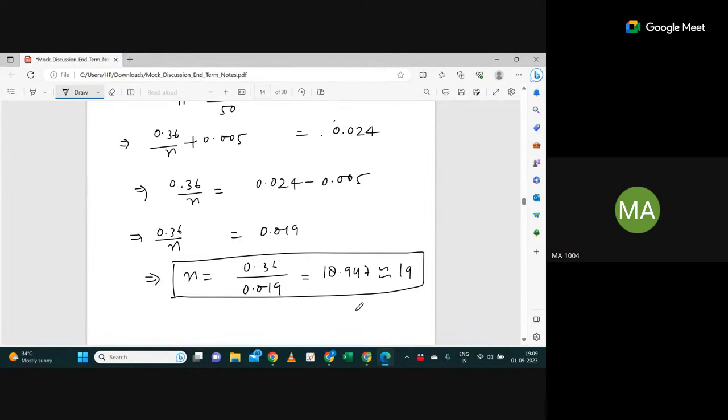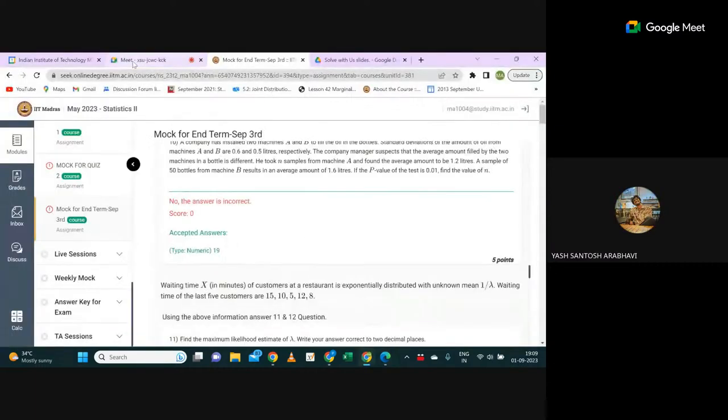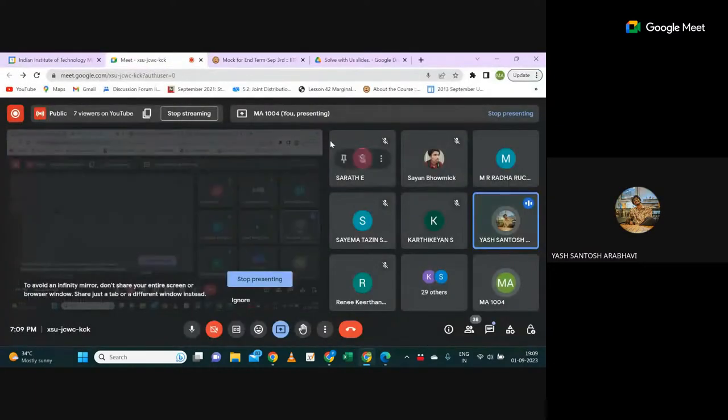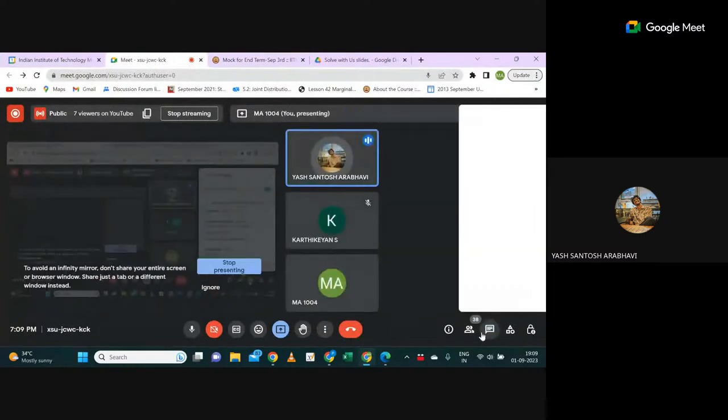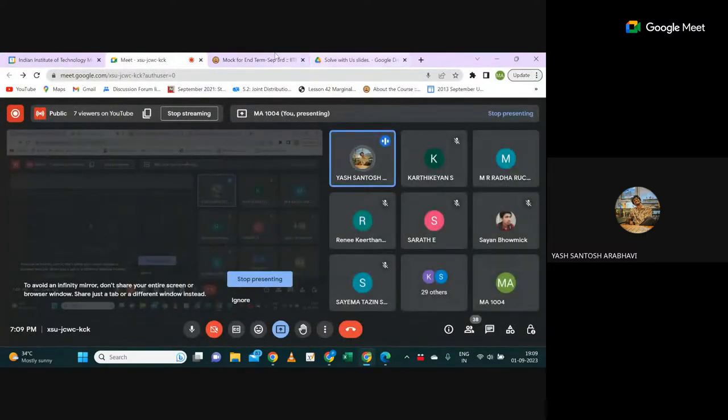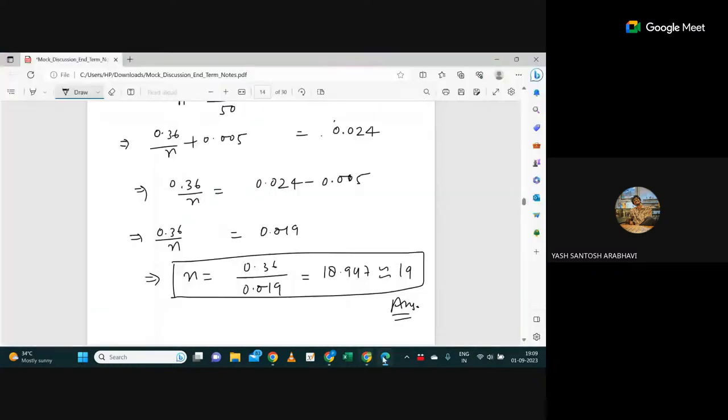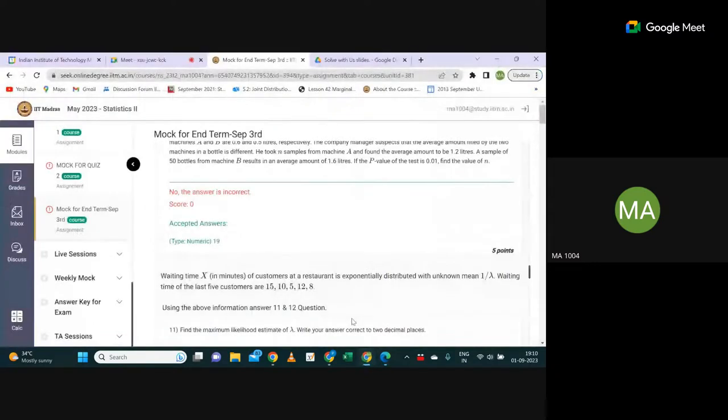Is this clear? Any doubt? Okay. To clarify what he's asking: does he always have to round off to the upper bound? That is true, because you always have to round up, otherwise you are not falling under the critical value. So even if it was 18.1, you have to go for 19, not 18. Thanks. Okay, should we move to the next question?